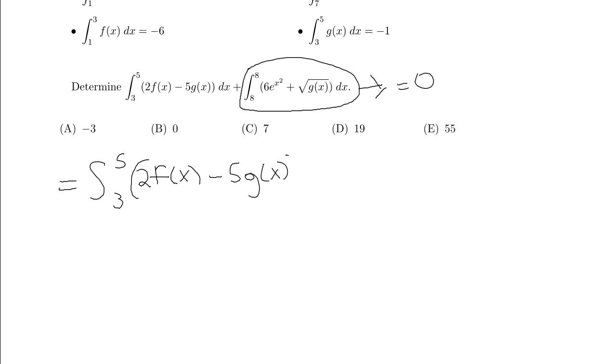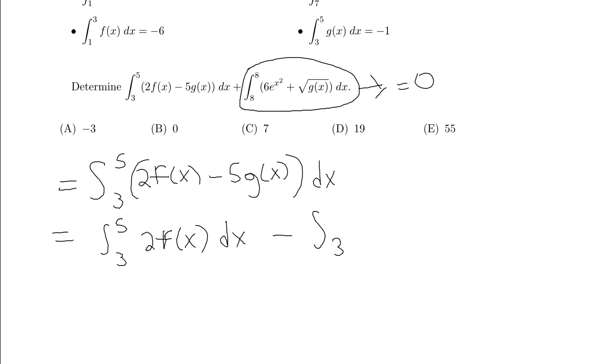dx. And so we're going to use a couple of the properties that we saw above. So the properties above told us that we can break up this integral, right? The fact that we have two functions subtracted means that we can break it up into two integrals and subtract the integrals. So that would mean that we have the integral from 3 to 5 of 2 times f of x. So we find the area of that function, and then we would subtract it from the area of the function 5 times g of x.